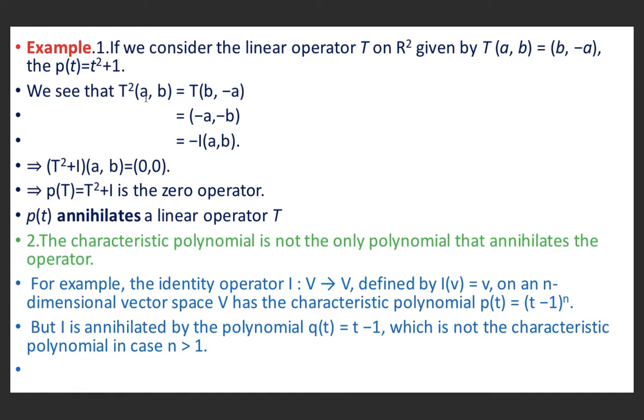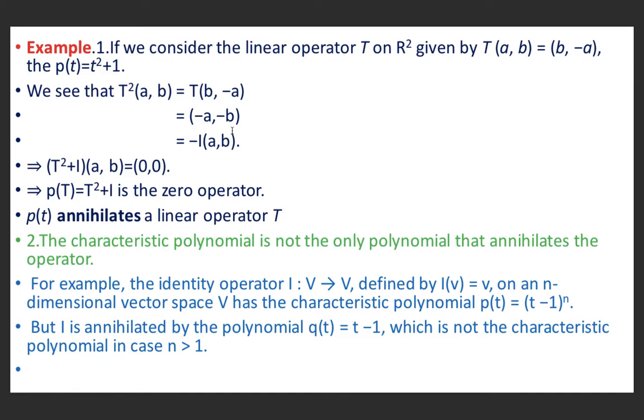So now we see that T square (a, b). T square (a, b) means T of T(a, b). T(a, b) is equal to (b, minus a). So T of (b, minus a). T of (b, minus a) means minus a will come to first component and in the second component we have b with minus sign. So it is (minus a, minus b). So minus can be taken outside. So it will be minus I (a, b).